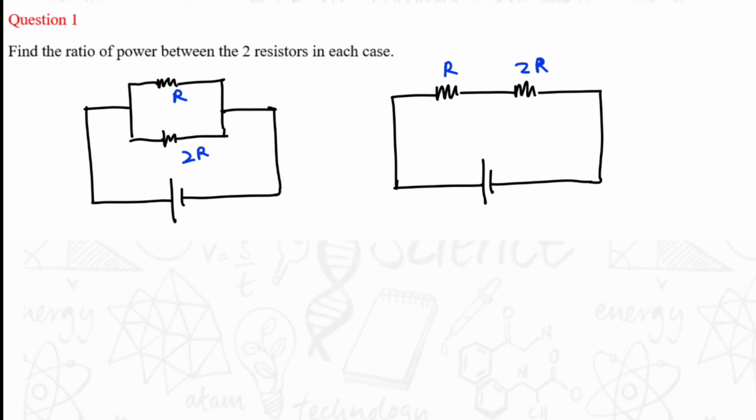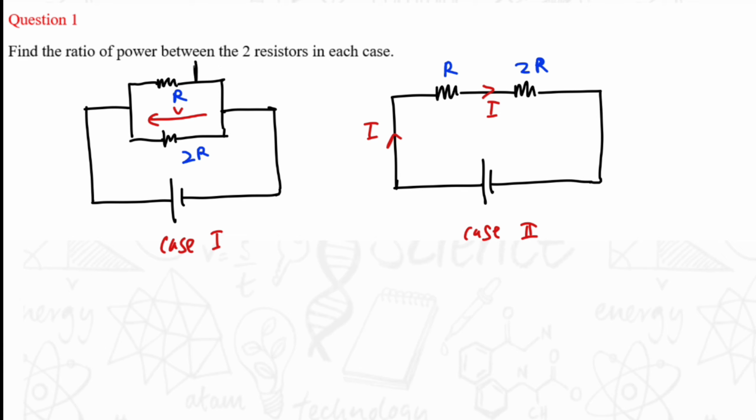Now let's move on to a question. Find the ratio of power between the two resistors in each case. So this is case 1. This is the second case. Here, let's say the voltage drop across the two resistors is V, and it should be the same because these two resistors are in parallel. In the second case, if the current flowing is I, the same current will flow across these two resistors because they are in series to one another.